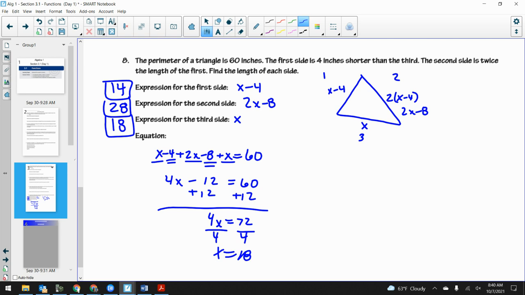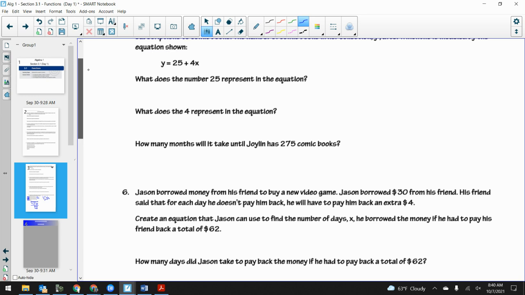Questions? Are there any other questions that we'd like to go over? Yeah, Rick. Number 5, the one on the top. Okay, let's take a look at number 5 up here.